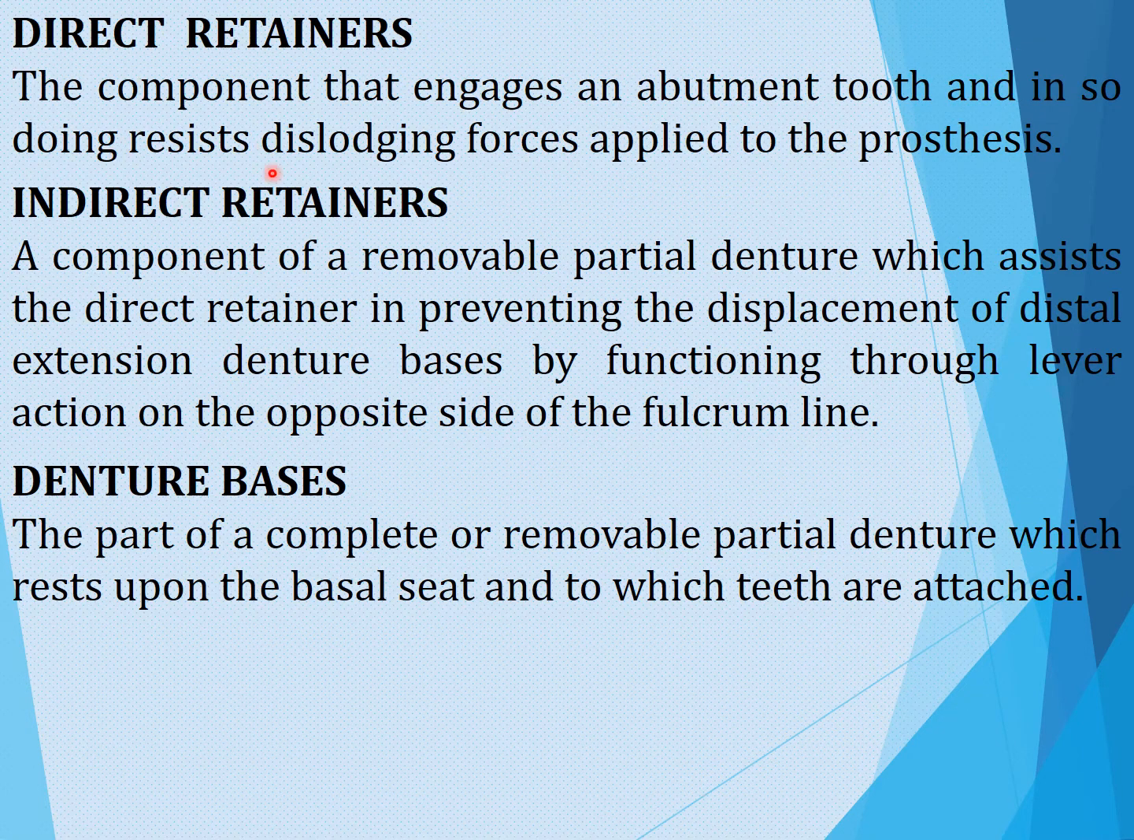A direct retainer is the component that engages an abutment tooth and in so doing resists the dislodging forces, guys. The indirect retainer is a component of RPD which assists the direct retainer in preventing the displacement of distal extension bases by functioning through lever action on the opposite side of the fulcrum line. So there's something known as the fulcrum line. We'll get into detail, guys, in designing, then you'll be able to understand the fulcrum line.